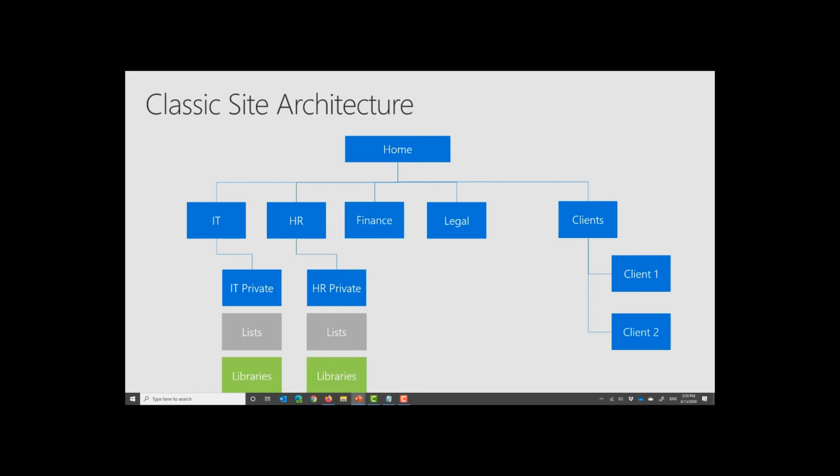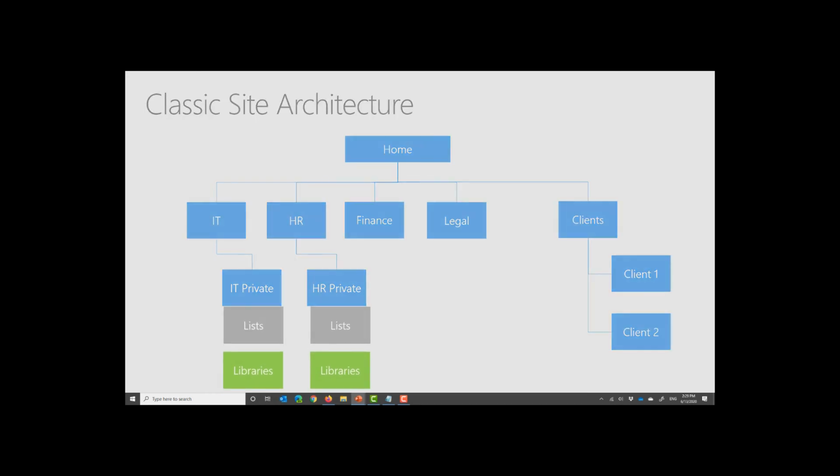This is a classic site architecture that we're used to. Back in the days, we used to have a home site. This is one site collection, and under that home site collection, we'll have probably multiple departments. Under each department, you'll have IT, HR, finance, legal. Under IT, you might have a private and a public one. Same thing for HR. On the far right, you will see probably clients, and that might spin off to multiple site collections for client 1, client 2. So this is a typical hierarchical architecture for SharePoint Classic.